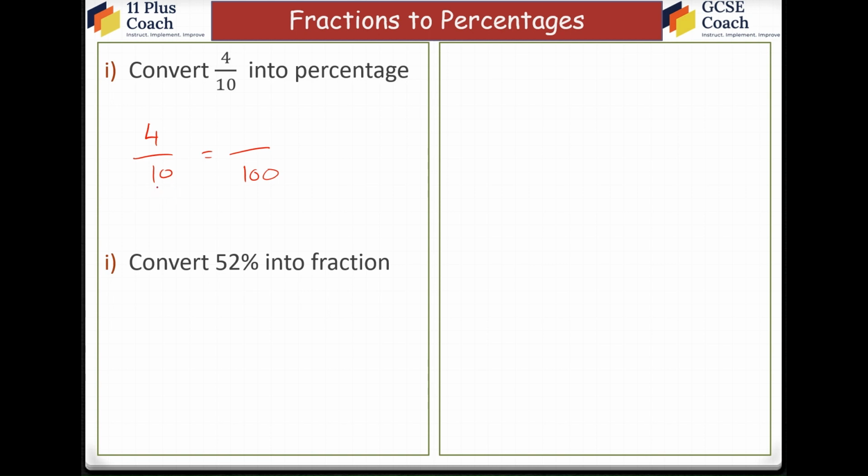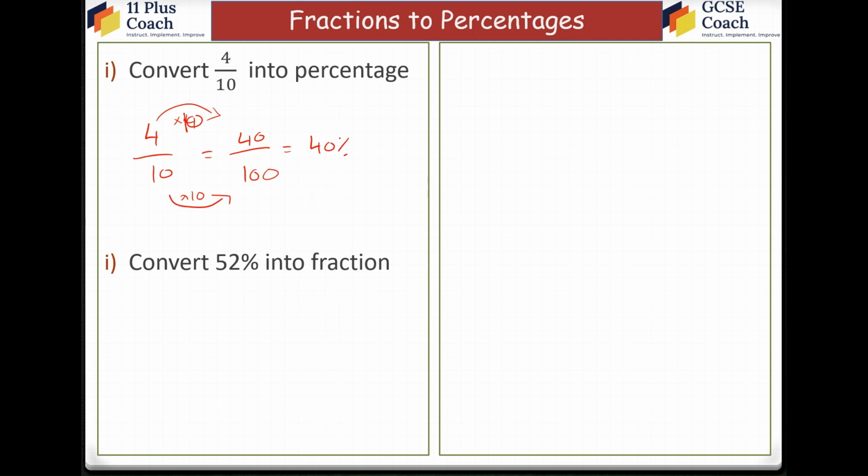So going from here, 4 is out of 10. We want to write an equivalent over 100. Equivalent means equal, so we're not changing the value of it. So to get from 10 to 100, you times it by 10. So whatever you do to the denominator, you must do the same to the numerator, and vice versa. So 4 times 10 will be 40. So 40 over 100. Because it's out of 100, and percentage means out of 100, it is 40%.